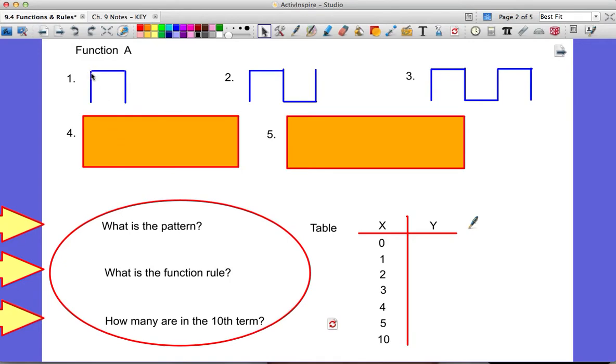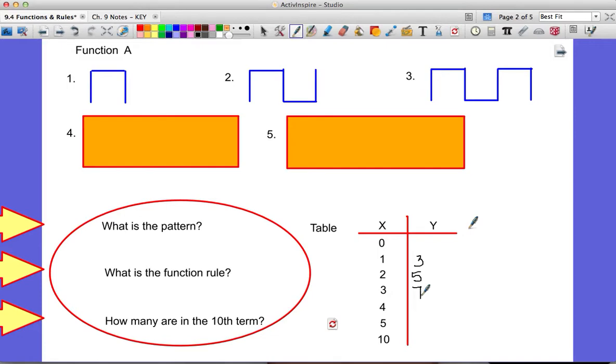Alright, so if you take a look at the first function, if we look at figure 1, we know that we start with 1, 2, 3 line segments. So to help us figure out what the function is, we're going to make a table. And in the table, we look at figure 1, and it has 3 line segments. So our input and our output. Figure 2 has 1, 2, 3, 4, 5. Figure 3 has 1, 2, 3, 4, 5, 6, 7.